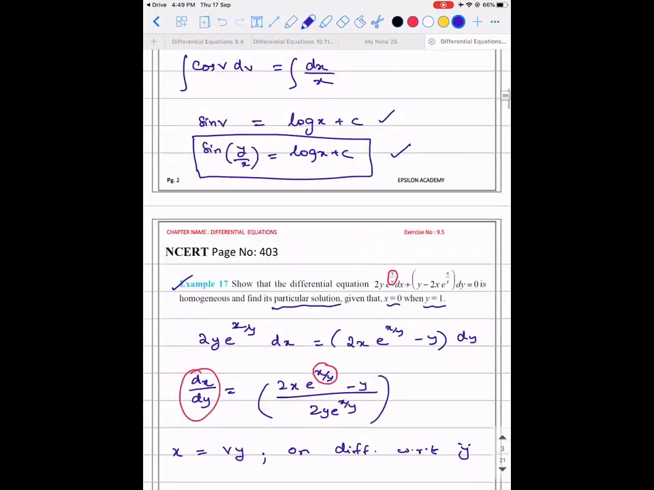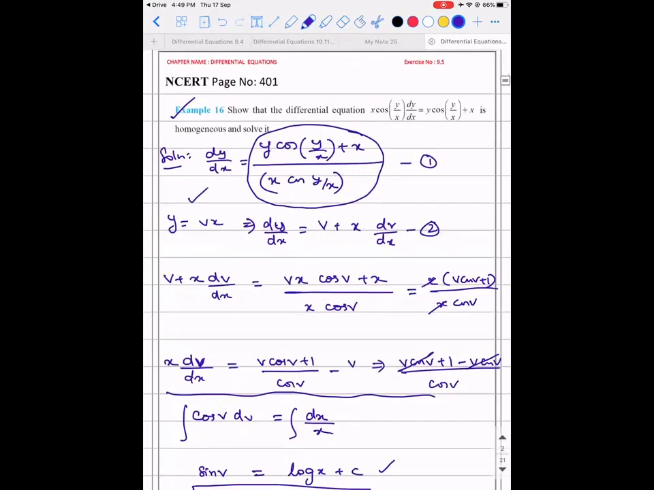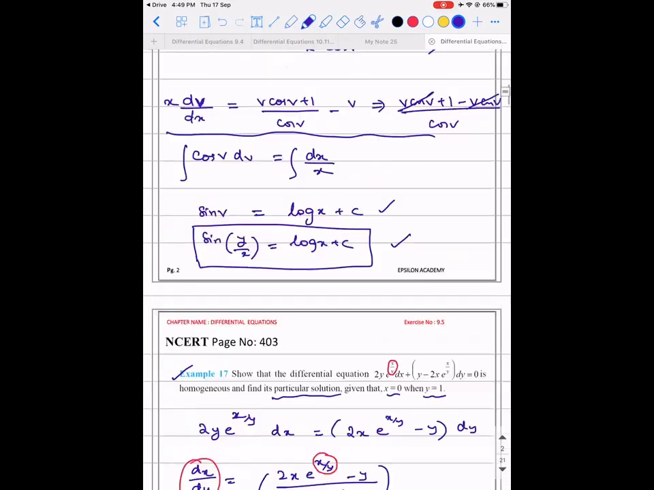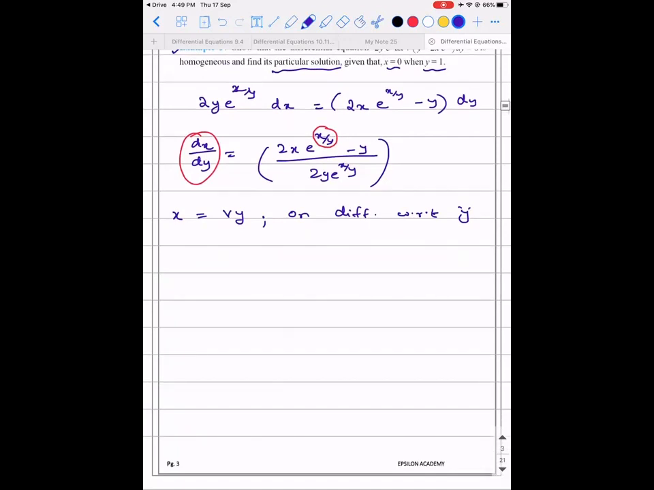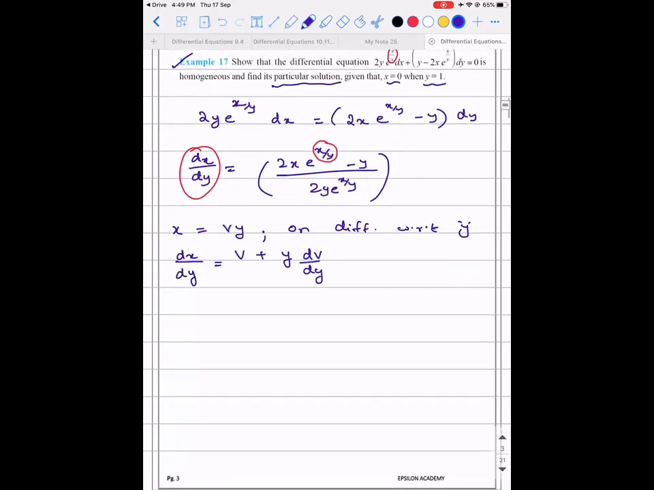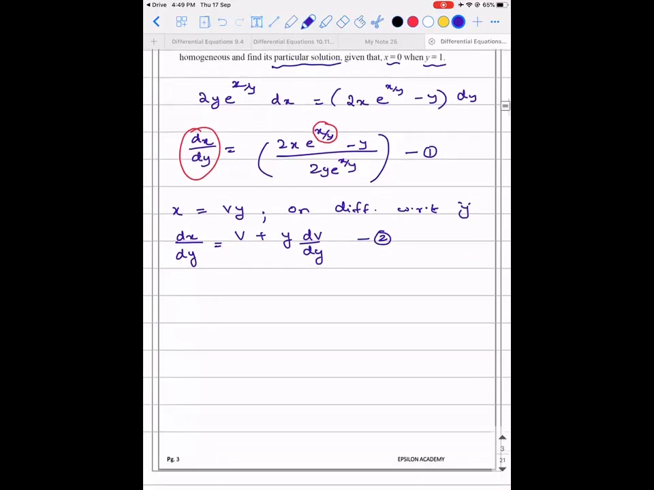See, try to understand. When we wrote y is equal to vx, you differentiated with respect to x. But when you write x is equal to vy, differentiating with respect to y, tell me, dx by dy will be equal to? v plus y dv by dy, right? So if this is equation number 1, this will be equation number 2. And in the place of x, you obviously need to replace it with vy.